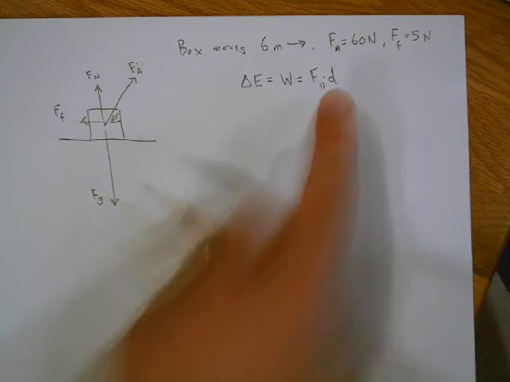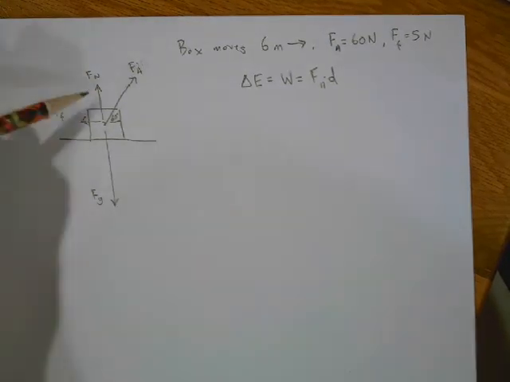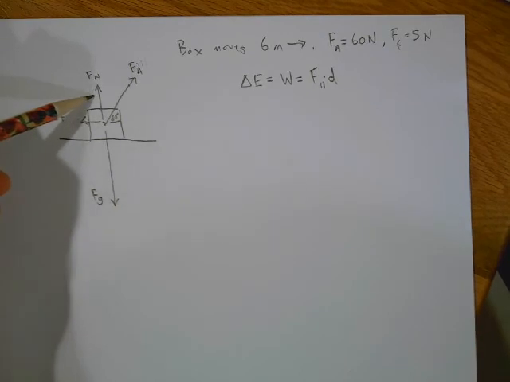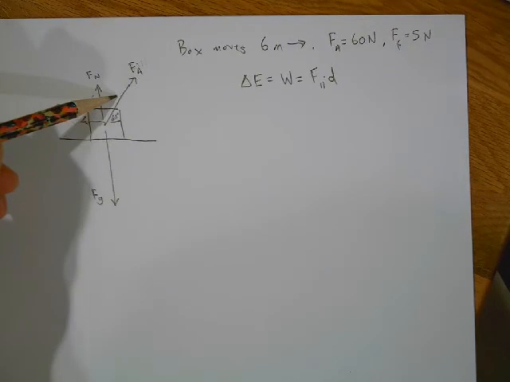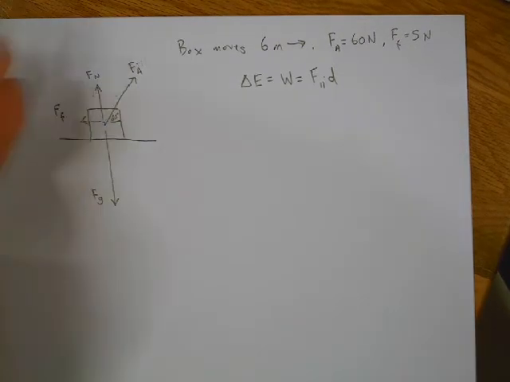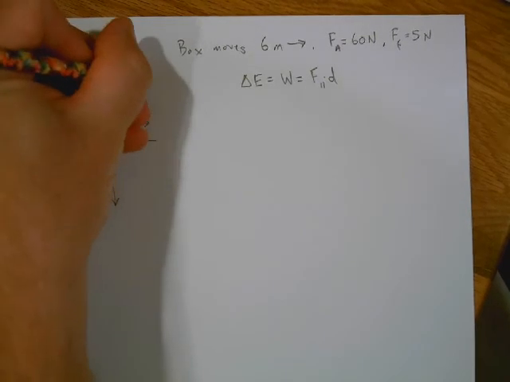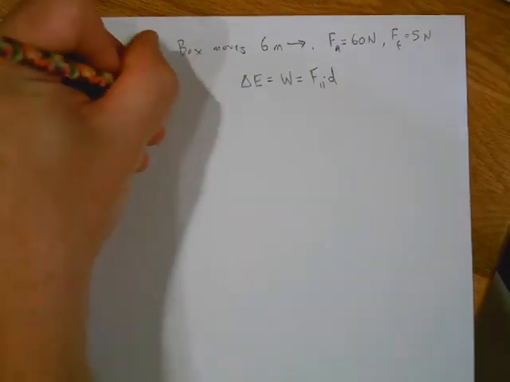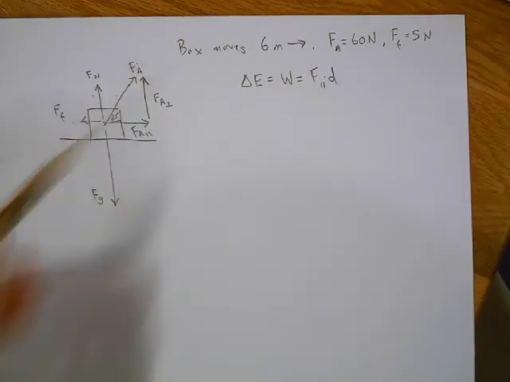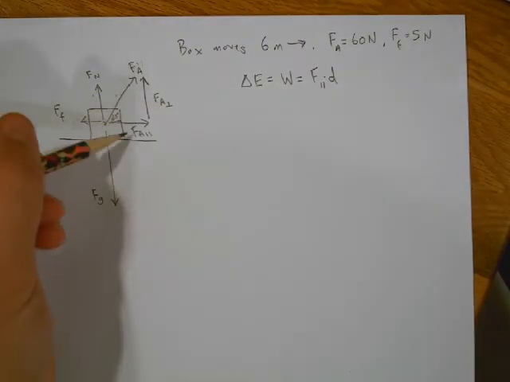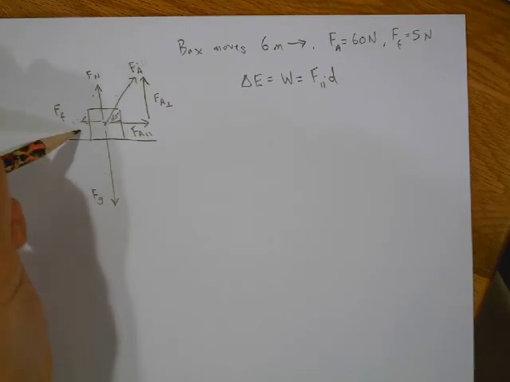So let's take a look at these different forces and go around. Is Fn going to do work? No. Is Fa going to do work? No. But there is a component of Fa that will do work. If I draw in my components, this component's not going to do work. This component will do work. This will not do work. This will not do work.